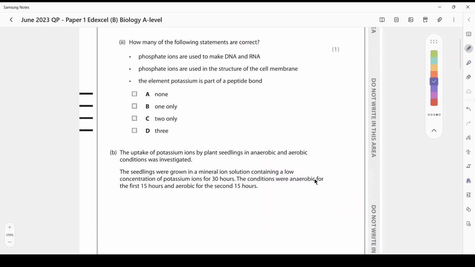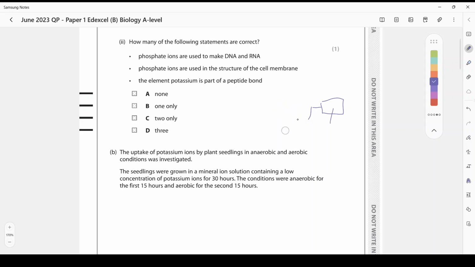Okay, the next part. How many of the following statements are correct? Let's go through them one by one. So phosphate ions are used to make DNA and RNA. That is correct. Let me just show you the general structure of a nucleotide. So if you recall, your nucleotide consists of a phosphate group, pentose sugar, and this is the nitrogenous base.